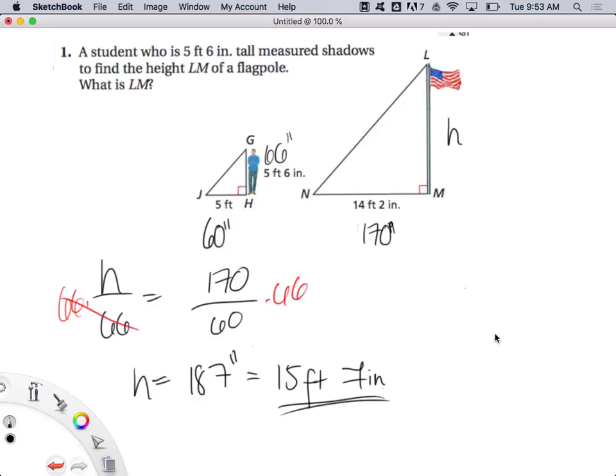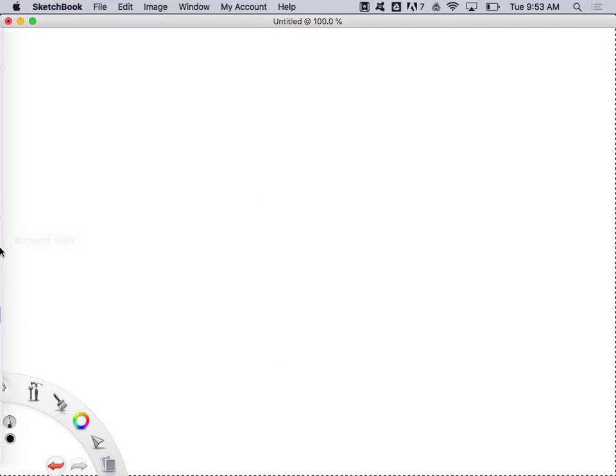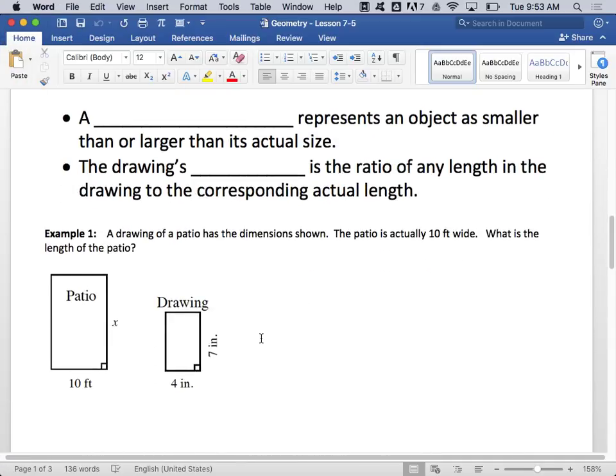Don't worry about that. All right. Questions on this one? What made this tough was converting the units. Okay.